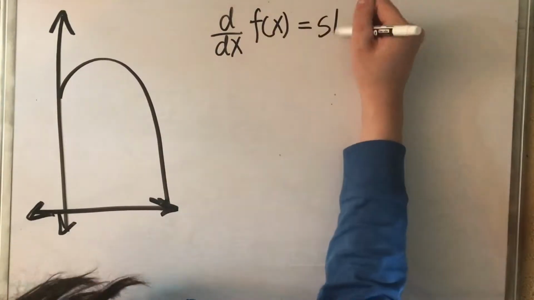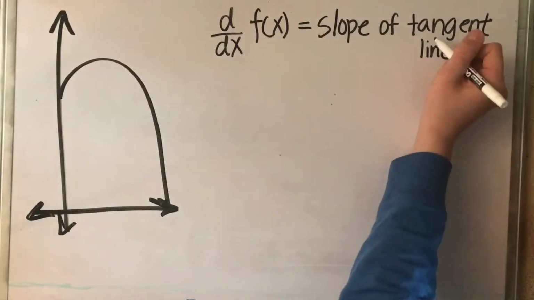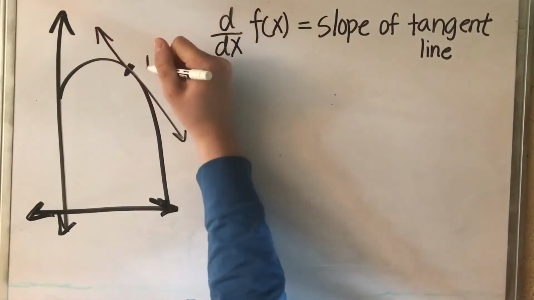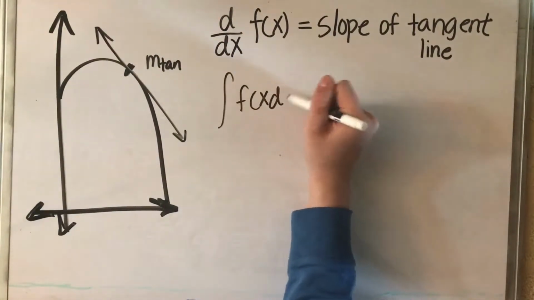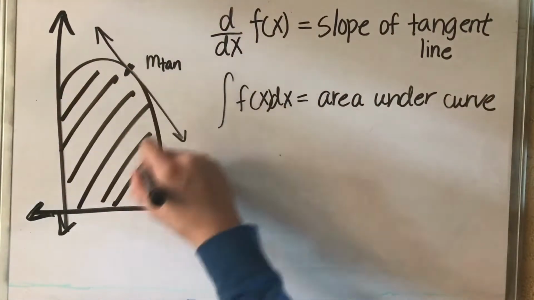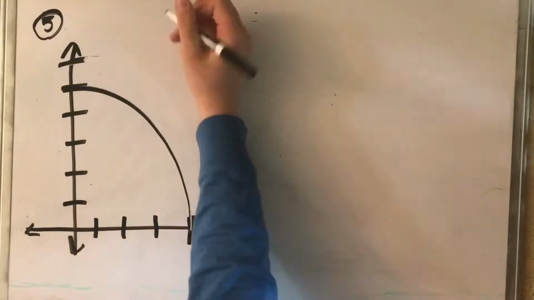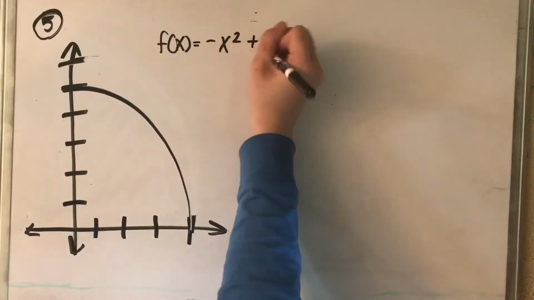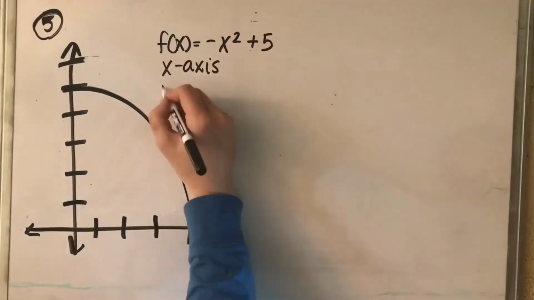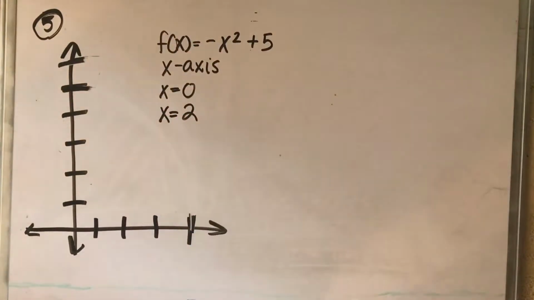Remember learning that the derivative is the slope of the tangent line of a curve or a function? We'll show that here. Well, the integral is the total area under the curve, as shown here, if the function is positive. Now let's put this into perspective with example 5. We are given a function f of x equals negative x squared plus 5, bounded by the x-axis and the vertical lines x equals 0 and x equals 2.